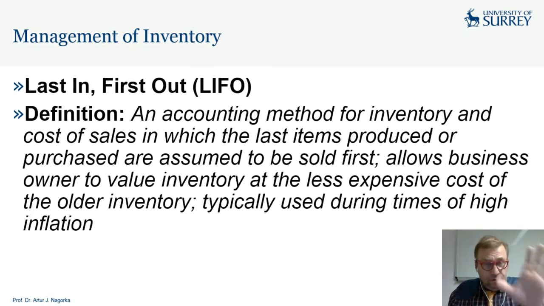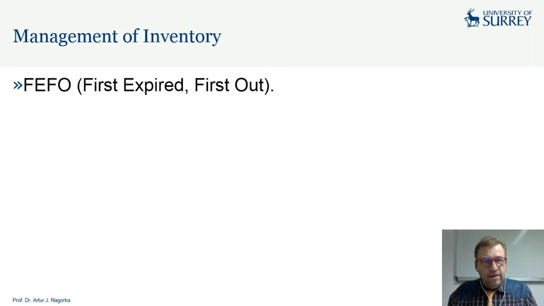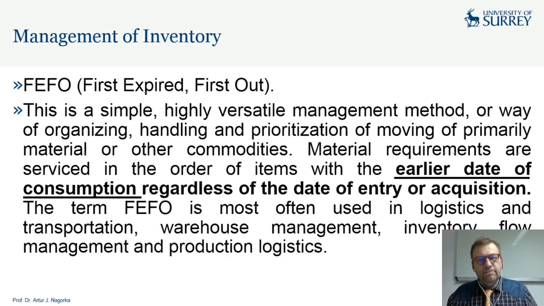There are two basic ones, FIFO and LIFO, but then there are variations, and there is FEFO, which is first expired, first out. And this is used in retail very often because you buy with a certain date of consumption. It doesn't matter when you bought it, because in your retail you have to sell the ones that have the shortest days of consumption.